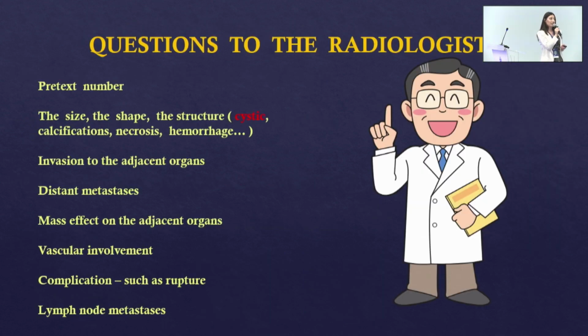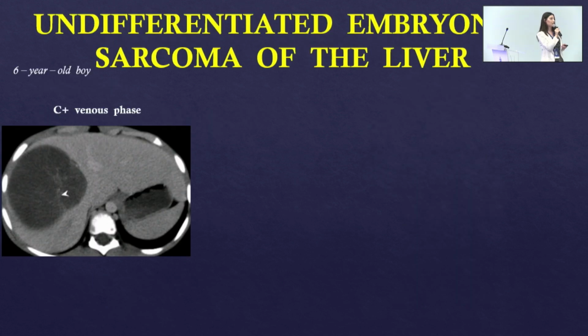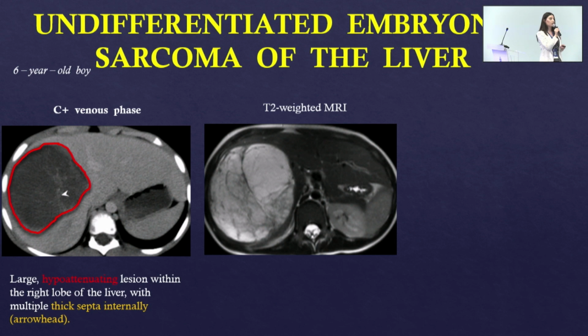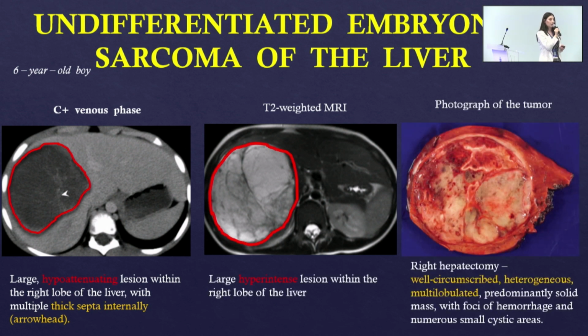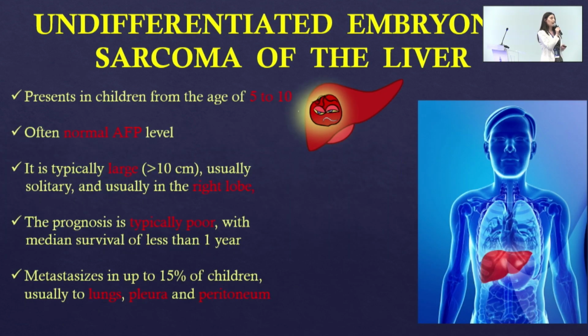Next, about its structure, cystic structure. It's very important for undifferentiated embryonal sarcoma of the liver. We can see here a cystic mass in the right lobe of the liver, and it is shown on MRI as a cystic mass. Next, after hepatectomy, it is described as a well-circumscribed heterogeneous multilobulated mass. So it is undifferentiated embryonal sarcoma of the liver. And its prognosis is typically poor, and metastasis for this tumor is to the lungs, pleura, and peritoneum.